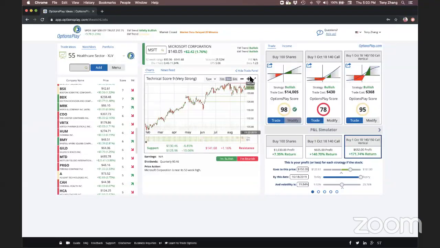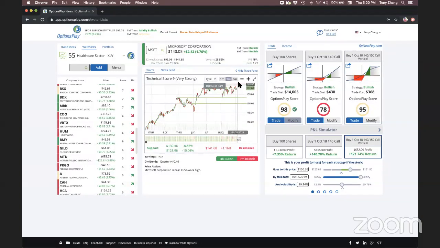Very strong trend, score of 9. 1 month and 6 month trend is bullish. Everything leads me to bullish. This stock did rally up to about 140 today.